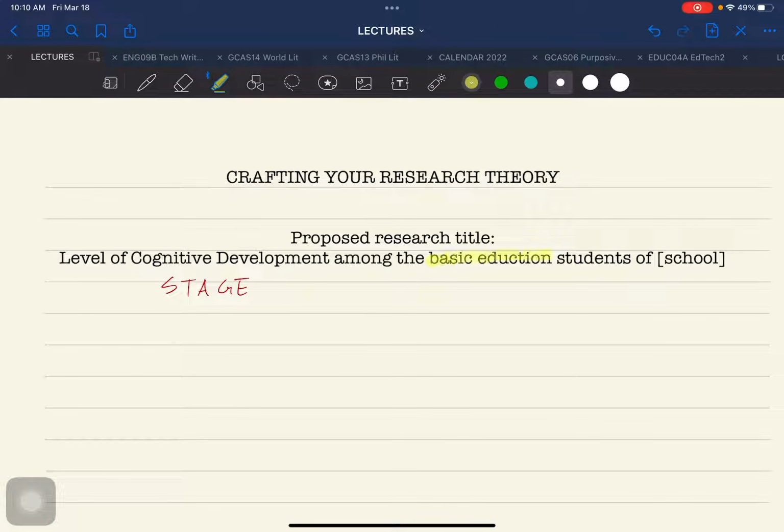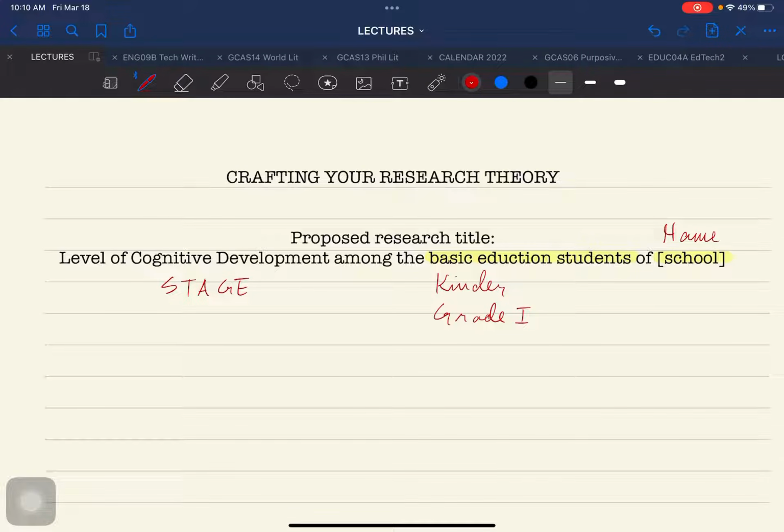Okay, so these variables, basic education students specifically, and the name of the school can be changed based on your preference. So if you do not want to use basic education students, you can recycle this title and use a specific level like kindergarten, or a specific grade level like grade 1 students of then the name of the school.